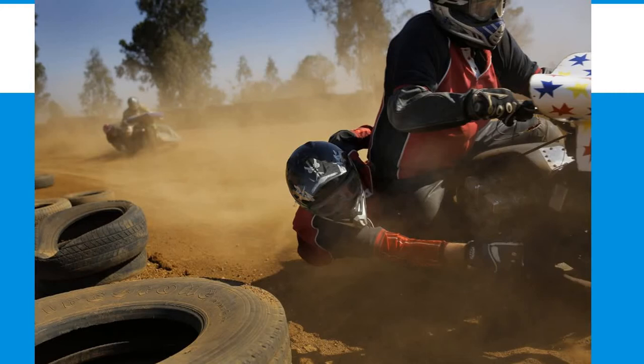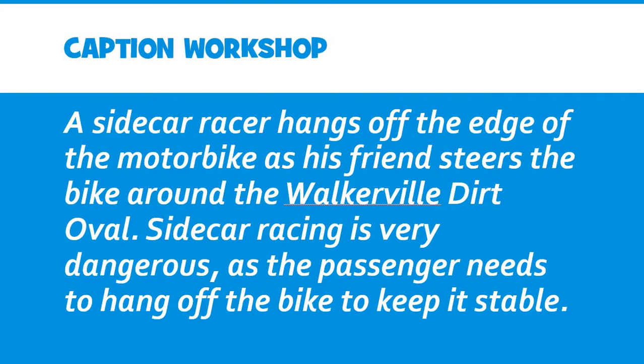This is one of my favorite little photographs from this photo story or from this photo package. This is of sidecar racers, which is the most bonkers form of motorsports I've ever seen. And the caption is, "A sidecar racer hangs off the edge of the motorbike as his friend steers the bike around the Walkerville Dirt Oval. Sidecar racing is very dangerous as the passenger needs to hang off the bike to keep it stable."